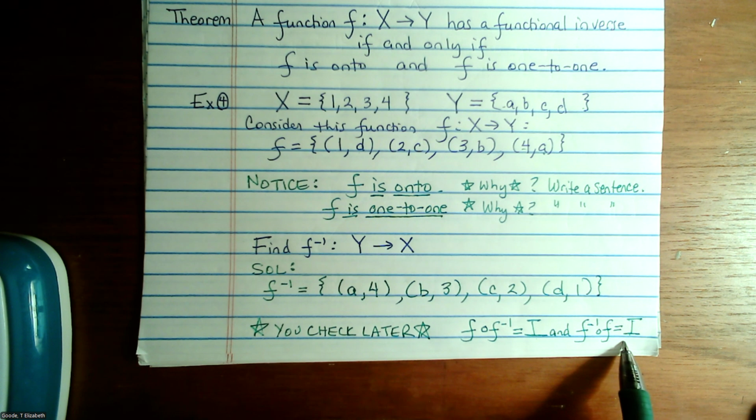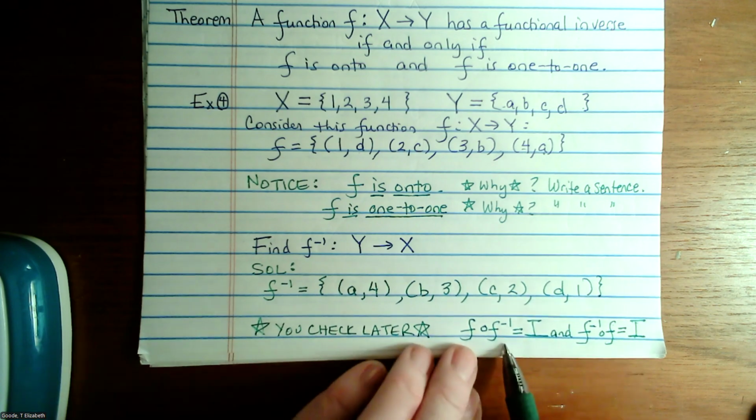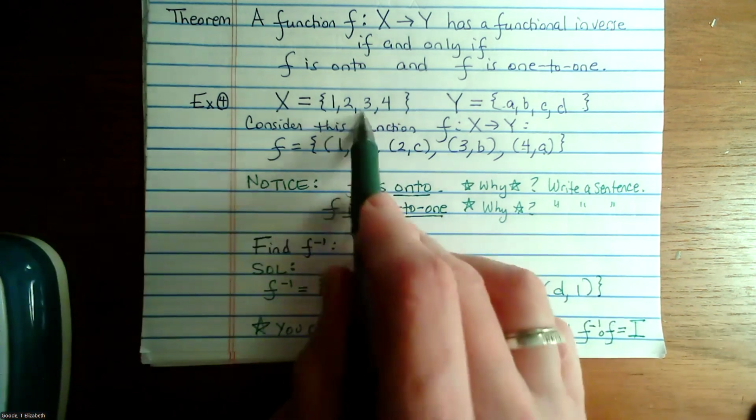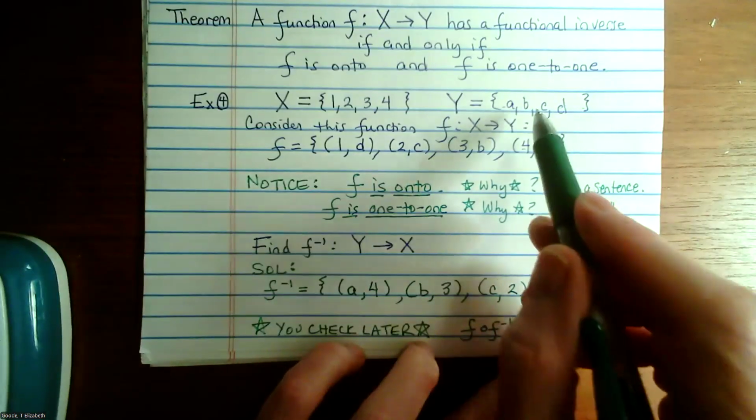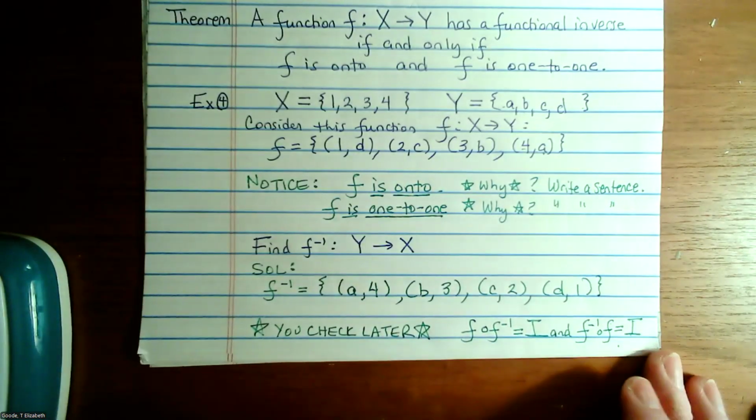Which identity? One of these compositions is going to be the identity on X. One of these compositions is going to be the identity on Y. Which one is which?